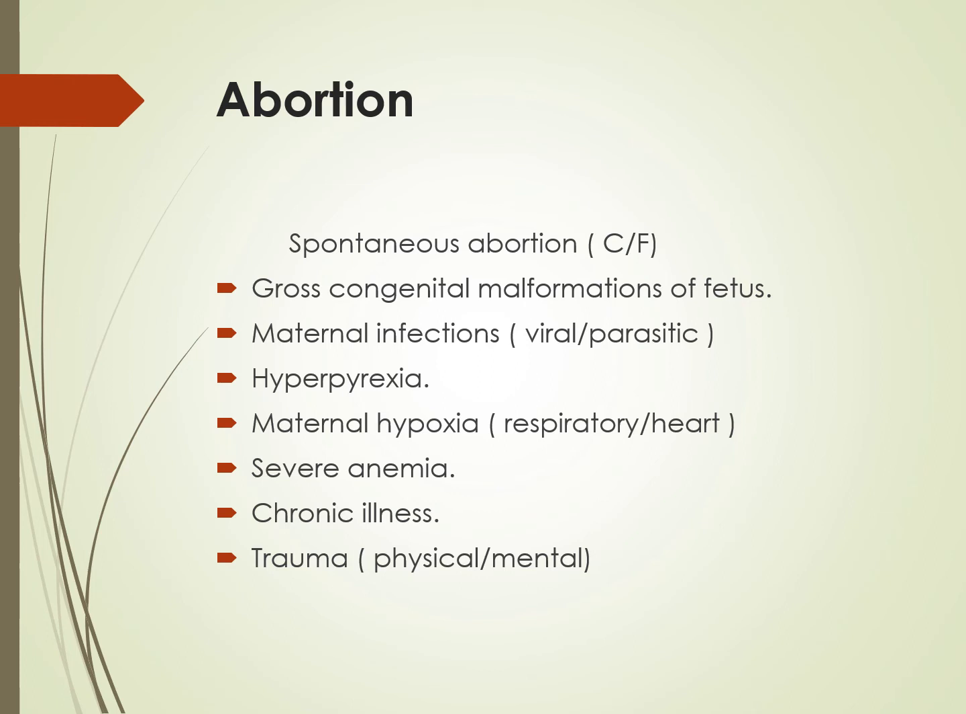Sometimes infections in the mother can be the cause of abortion. Severe infections in the mother. These infections sometimes lead to hyperpyrexia, or excessive increase in temperature, and fever in the mother can be the reason for abortion. Some health conditions of the mother, like complications or diseases of the respiratory system or the heart, can lead to low levels of oxygen in the mother's blood, and it can have an adverse effect, a bad effect on the baby, which can lead to abortion. So a bit complicated condition of the mother's health can lead to abortions.